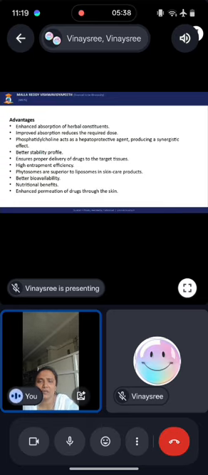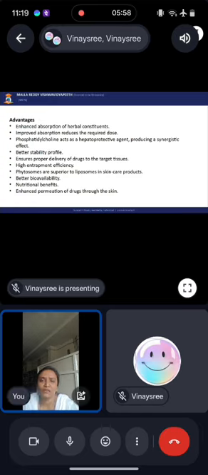They are showing a better absorption of the herbal constituents, and the rate of the absorption reduces the required dose, also improved absorption. So phosphatidylcholine acts as a hepatoprotective agent, producing a synergistic effect. So what do you mean by synergistic effect? The presence of one component will enhance the activity of the other component.